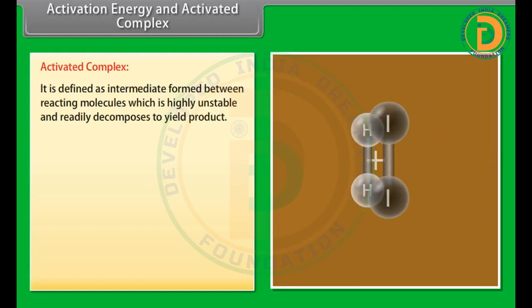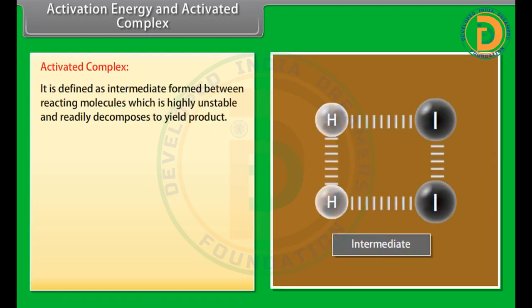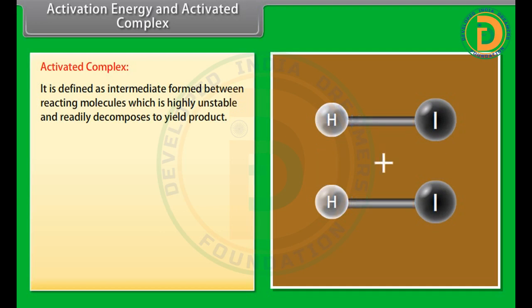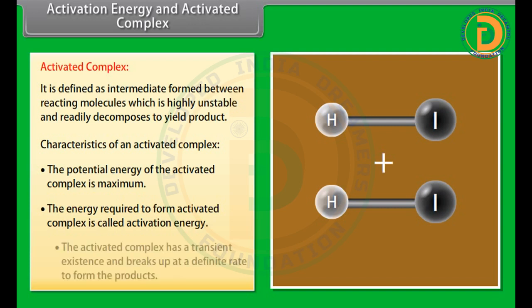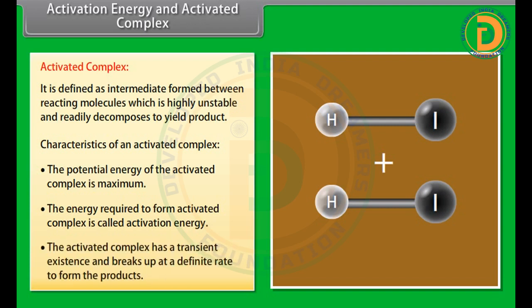Activated complex. It is defined as the intermediate formed between reacting molecules which is highly unstable and readily decomposes to yield product. Characteristics of an activated complex. The potential energy of the activated complex is maximum. The energy required to form activated complex is called activation energy. The activated complex has a transient existence and breaks up at a definite rate to form the products.